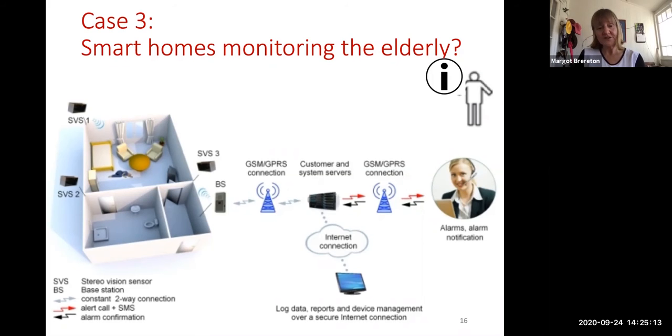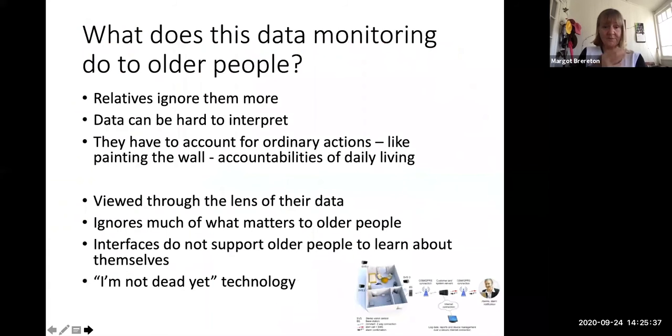Of course, I don't want to trivialize this issue. My own mother is 90, and she lives alone, in the UK in lockdown, it's very significant and difficult circumstances, and there's a lot of reasons why you would apply this kind of approach. But what happens when you do is, first of all, as soon as there's a system in there, relatives ignore the older person more because there's something else to look after them.